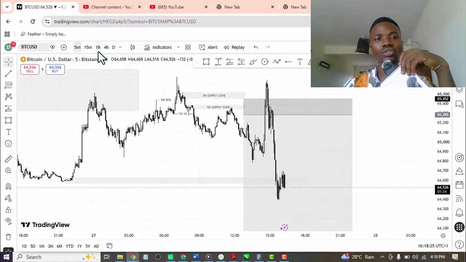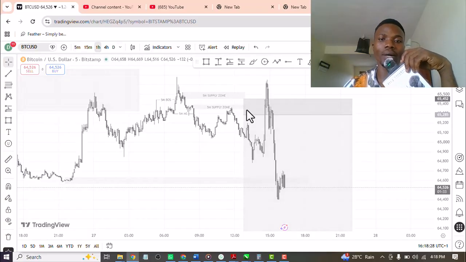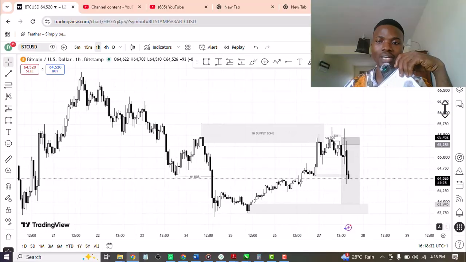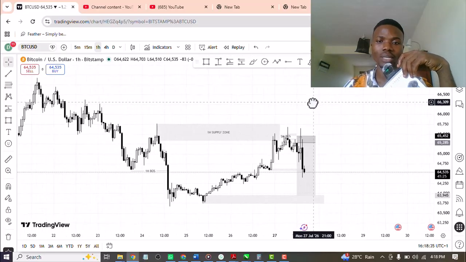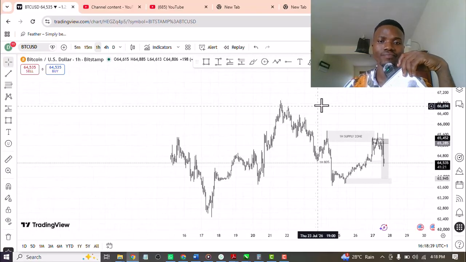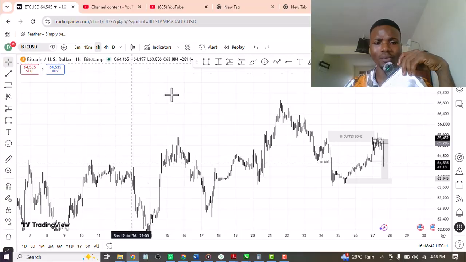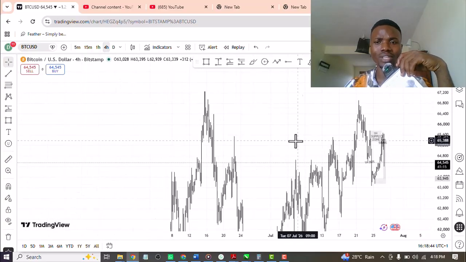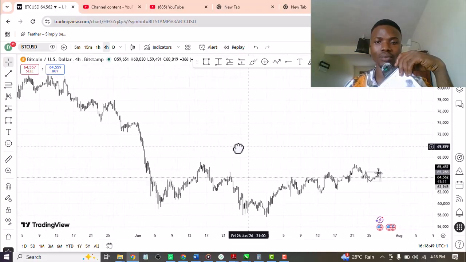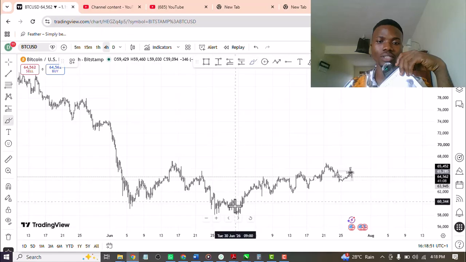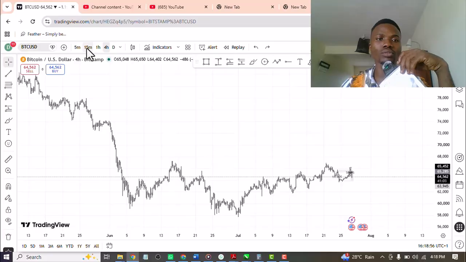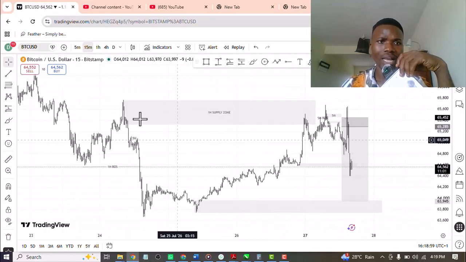So I went down to the 1 hour time frame, and I observed that price is entirely in a downtrend, or probably 4 hour. I think it's okay, let me check it very well. You can see now, price is actually in an uptrend.